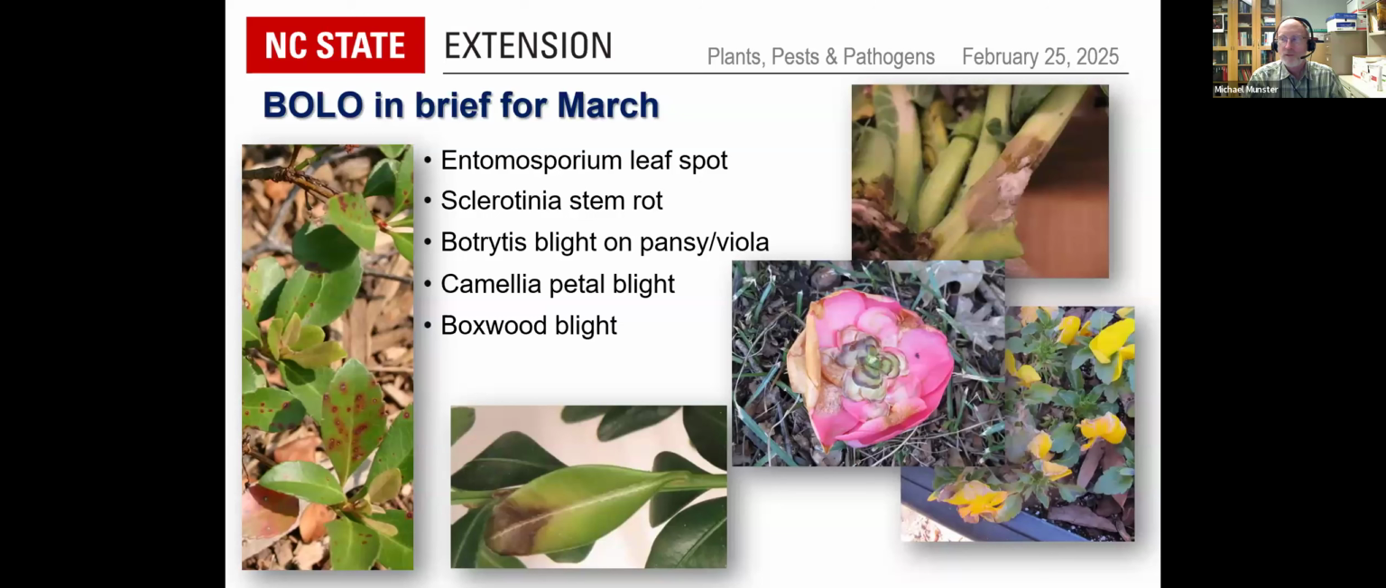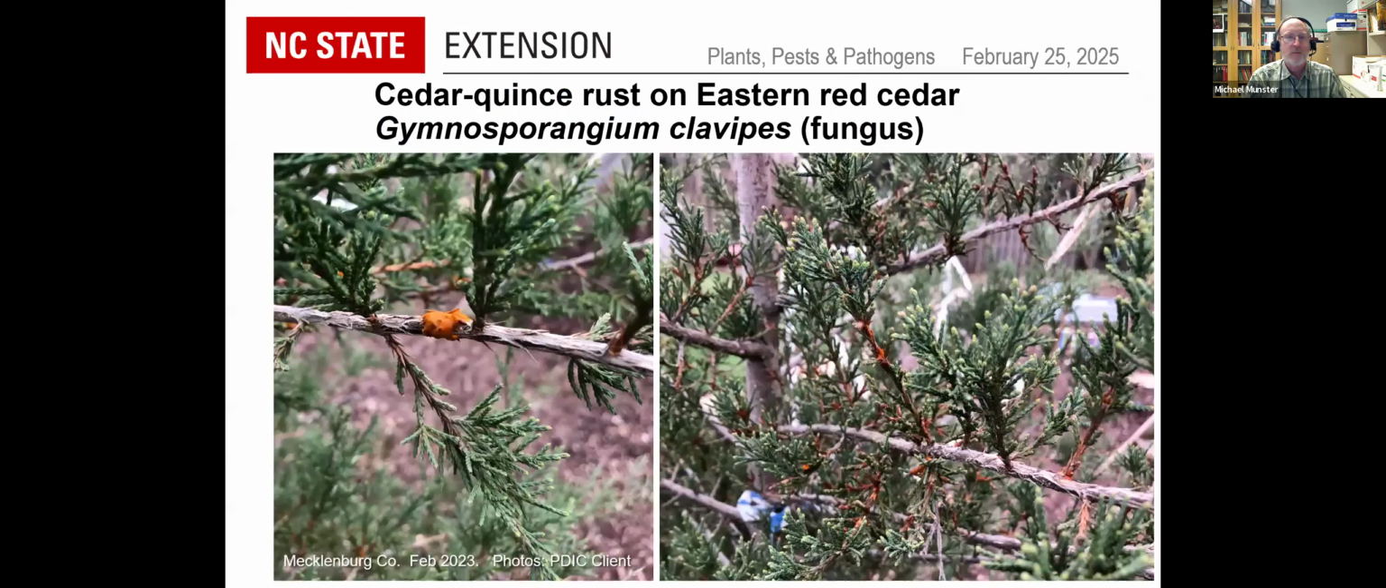Boxwood blight, something to be on the lookout for as well as usual. And our Gymnosporangium rust, the early one, of course, coming out is going to be the cedar quince rust, Gymnosporangium clavipes. It doesn't have the large gall associated with it that we see with the cedar apple rust. I'll show a photo of that in a moment, but this is one that tends to come out a little bit earlier in the season, producing the spores that will then infect the alternate hosts, such as our Callery pear. I believe it's the species that we see a lot on the Callery pears.